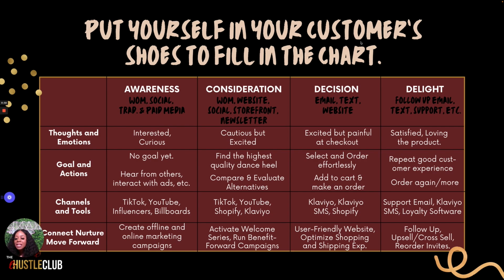You'll notice that the customer journey chart on the screen has a few stages, right? Awareness, consideration, decision, and delight that your audience member and consumer go through with your brand as they go along your journey. But what's important about this chart is you want to pay attention to the thoughts and emotions as well as the goal and the actions of your audience member and your consumer, because they change as they move forward along their journey with your brand.